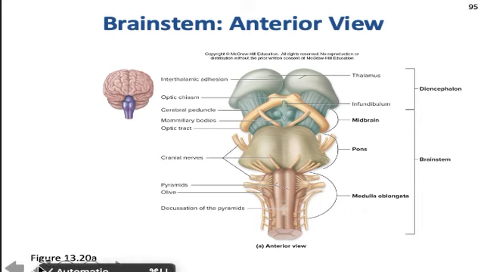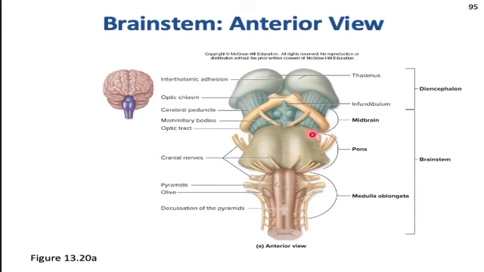If we go to laser pointer, what you'll see here, this is the thalamus. These are the mammillary bodies. This is the optic chiasm. These are going to become the optic nerves here. Then you've got the optic tracts leading back. So these are all part of cranial nerve anatomy.